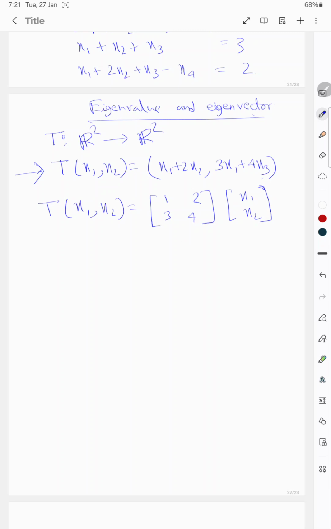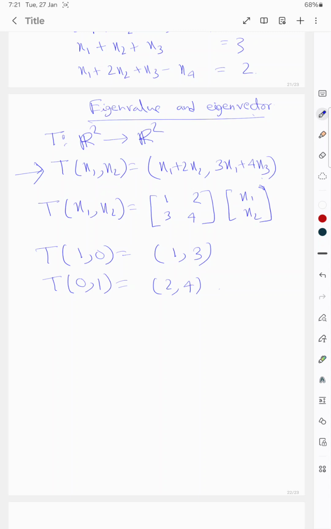Okay, so what happens if I give you some element? For example, if I ask what is the value of T of 1 0, you will get some element in your R2, depending on how the function works. If you put 1 0, you will get 1 comma 3, right? If I ask for T of 0 1, you will get 2 comma 4. So for each element you can find the corresponding image.